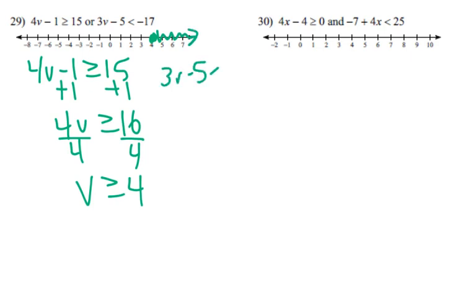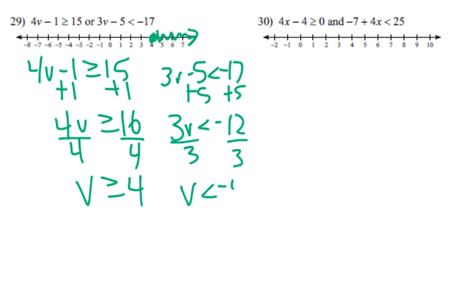3v minus 5 is less than negative 17. Add 5 first to both sides. 3v is less than negative 12. Divide by 3, and v is less than negative 4. So negative 4, hollow circle, because there's no equal to. V is smaller, shade to the left.